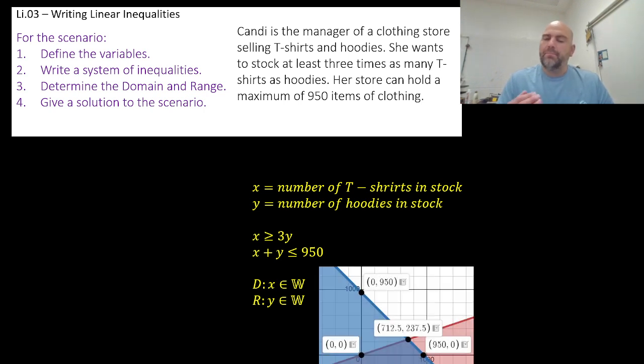Now you're going to notice there on the bottom of the graph, we have the area that's overlapping. And yes, I'm including the area that is below 0, even though we shouldn't because we're dealing with whole numbers. But there's that triangle that fits in between 0, 0, 712.5, 237.5, and 950, 0. That's the triangle that's going to represent where our solution could be. Any point in there which has whole number answers, okay, is going to be a value that could work for her store.